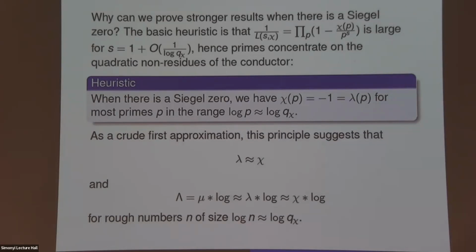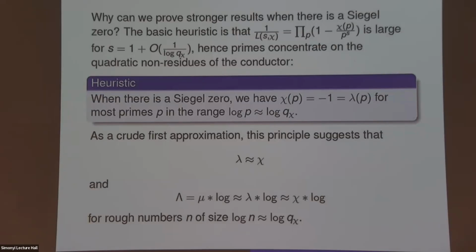And so this informally leads to the following heuristic: whenever you have a Siegel zero, it will bias the Dirichlet character to be -1 on most primes which are of about polynomial size in the conductor. So you get good control when s is distance about 1 over log q from 1, which corresponds to basically investigating primes which are close in log scale to the conductor.